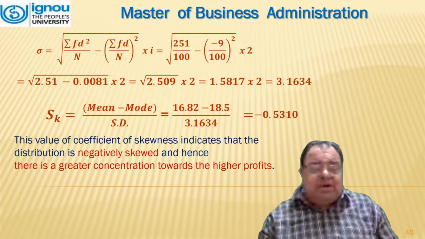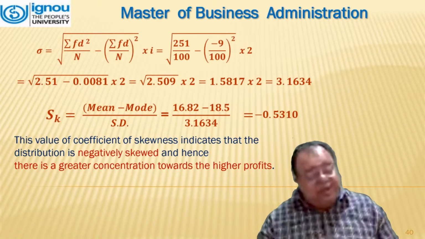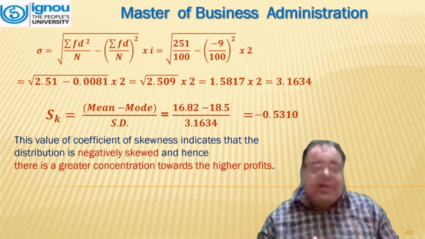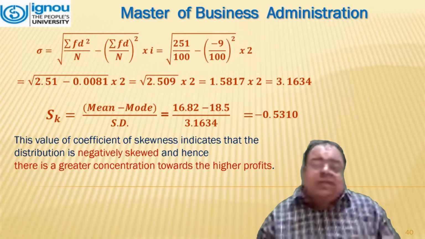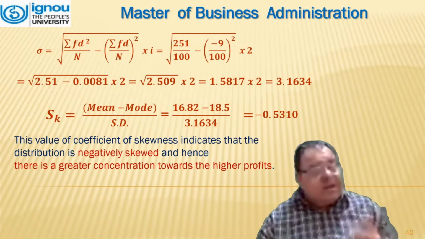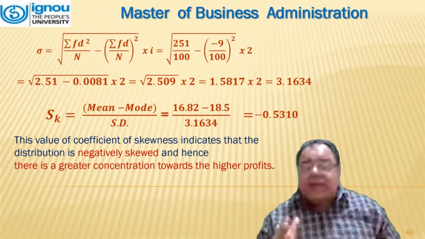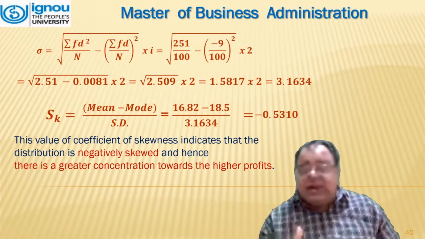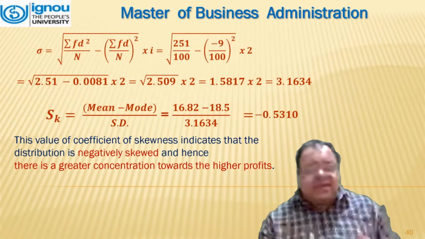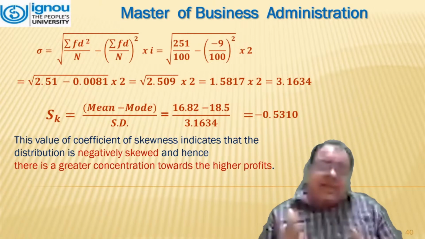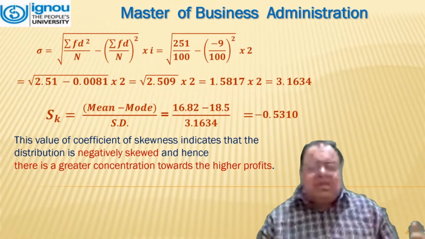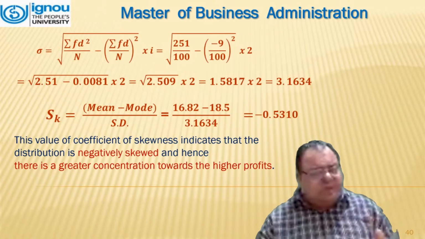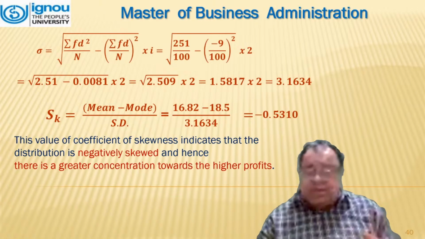Now comes your standard deviation. Standard deviation is the square root of summation of fd square by N minus summation fd by N whole square, into I. Putting up the values, 251 by 100 minus 9 by 100 whole square, into 2. This I is not included in the under root. So many learners used to make this mistake that they include this I into under root. It's not in under root. After simply evaluating, you can see that it comes out to be 2.51 minus 0.0081 under root into 2.